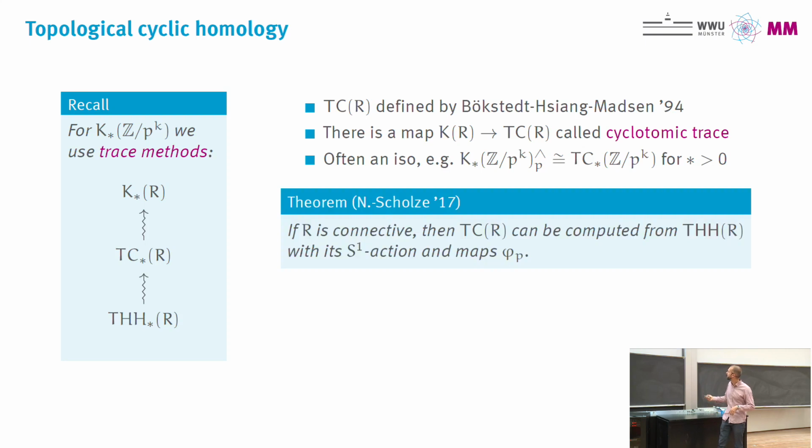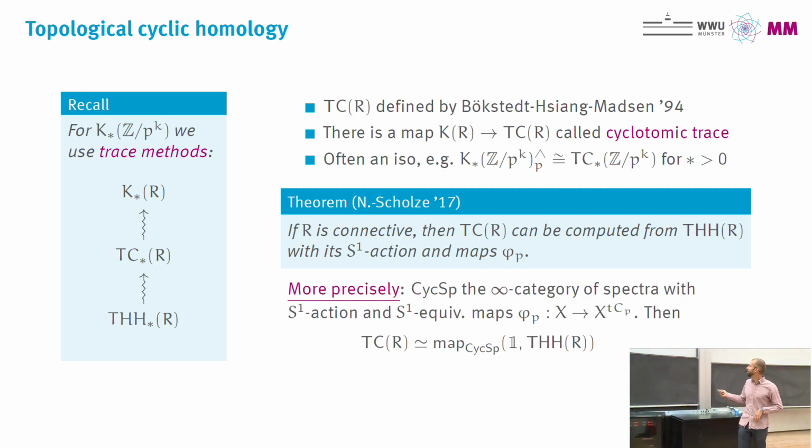And my claim is that once you understand THH with its S1 action and the Frobenius operators, then you can get TC. So it merely depends on those guys. So that's the result. And maybe, let me say the correct result, because I feel a little bad about having such a sort of zoomed out result.